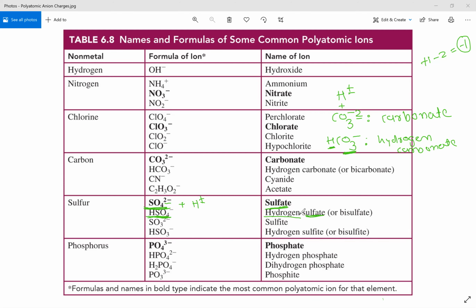So let me give you another example which is very similar to this, SO3 minus 2. If you look at the SO3 and compare it with the table, you will know this is not part of the table. It has one less oxygen. If it has one less oxygen, it should end with ITE. So it should be sulfite. Do you get it?